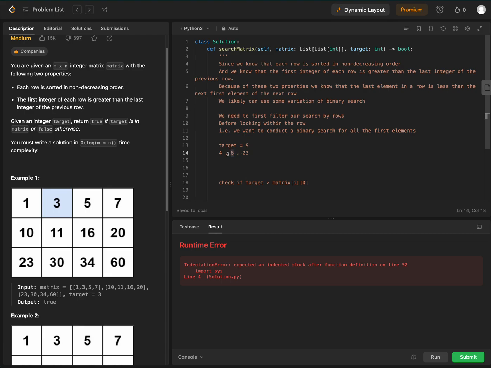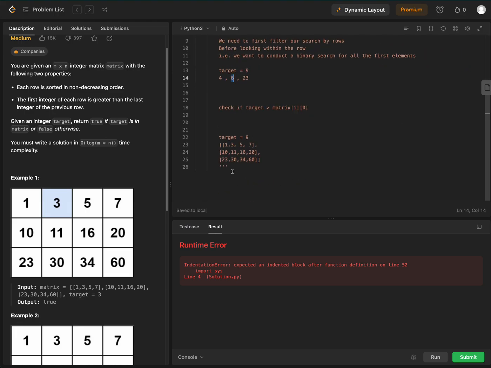Yep, so we can eliminate all the elements that are here as well, because it is impossible for us to find the target in any row smaller than 6 if we can't find it in 6. Because if we can't find it in 6, all elements in the row before 6 would be smaller than 6, and hence we cannot find the target, right? So we can start our search here.